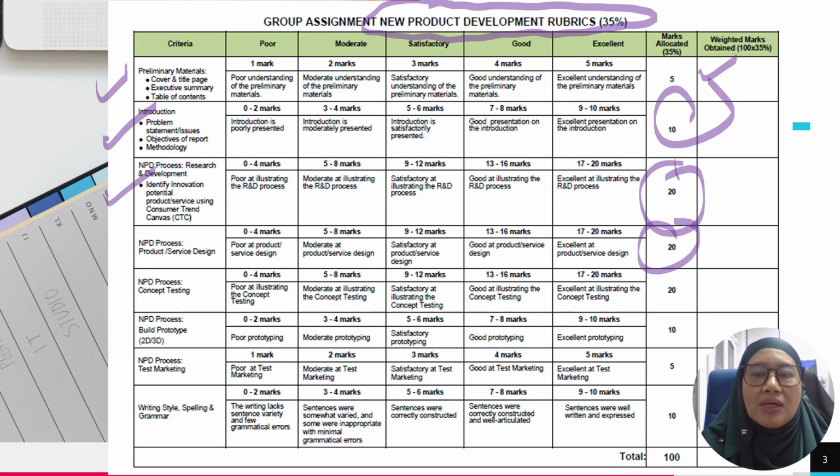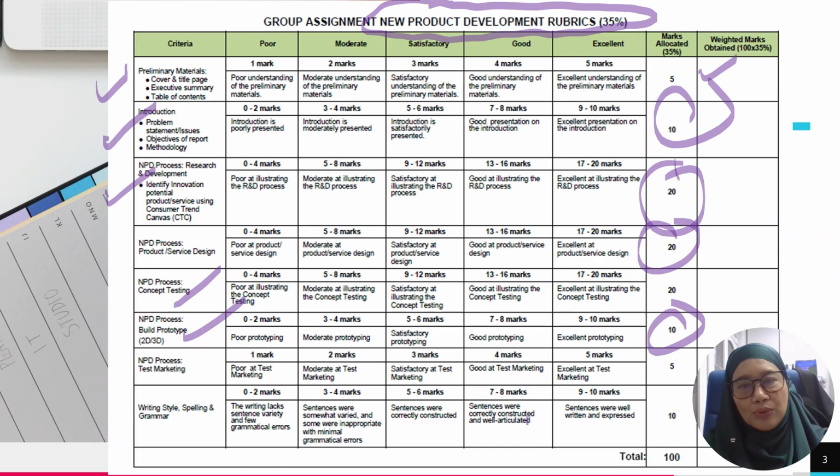And then concept testing. This evaluates how you validate your idea, whether through surveys, feedback, or pilot testing. A strong project should include evidence-based reasoning. The next will be prototyping. This one is 10 marks. You can create either a 2D or 3D model depending on your idea. It's about translating your concept into something tangible.